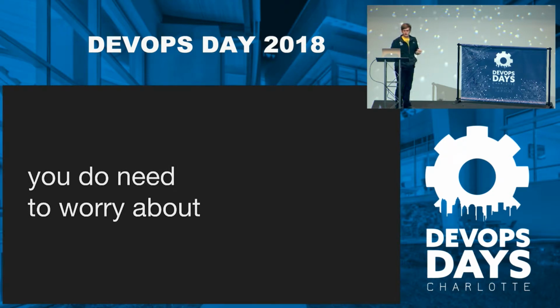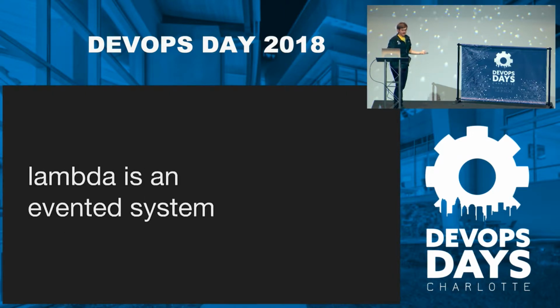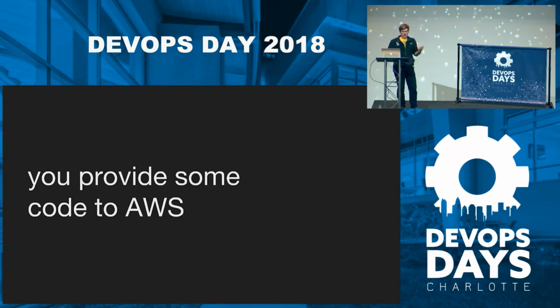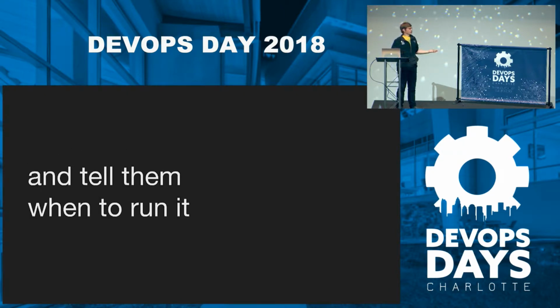You do, however, still need to worry about things like deployment, provisioning, monitoring, and the things that don't auto-scale, because Lambda can auto-scale automatically for you up to limits, which can destroy databases and other fun things like that if you're not careful. Lambda is an evented system that's built around triggers, which is how Amazon refers to them. And the model here is that you provide some code to AWS, written in one of these programming languages, though we'll talk about some exceptions to that. And you tell Amazon when to run this.